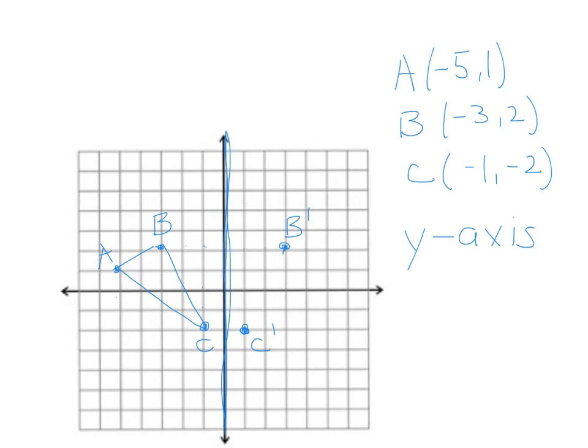The hardest one is the one furthest away. I have to count 1, 2, 3, 4, 5 in the positive direction, and I've got A prime. Then I connect those. Now I have the pre-image, triangle ABC, and the image, triangle A prime, B prime, C prime. And that's how you graph a reflection across the y-axis.